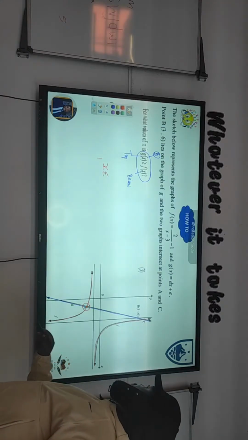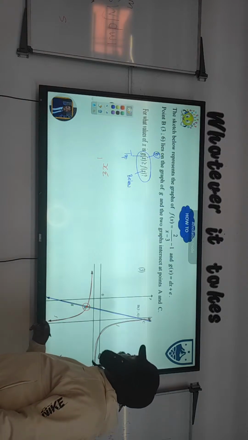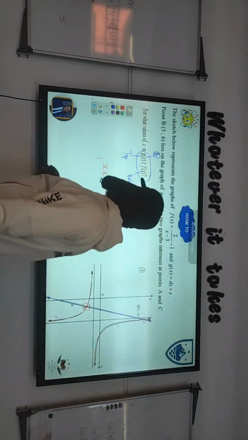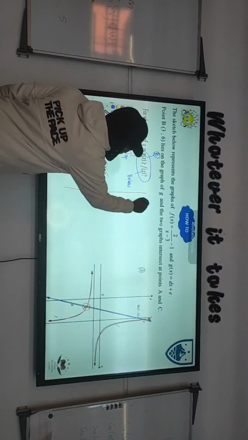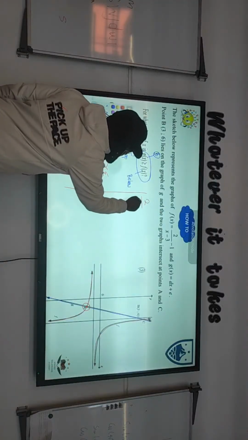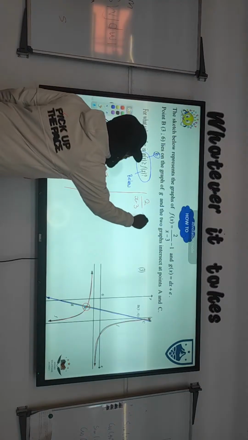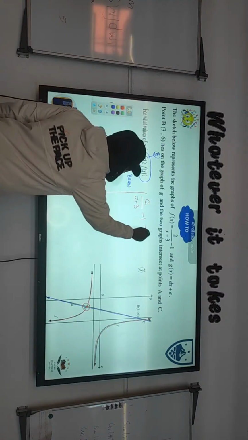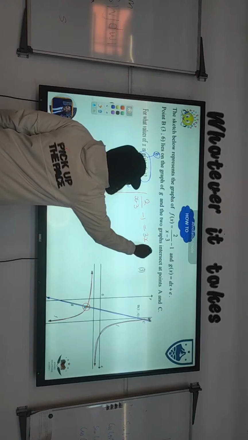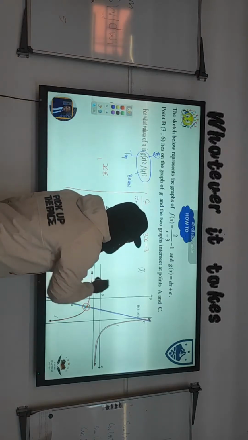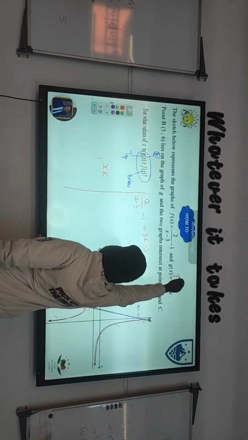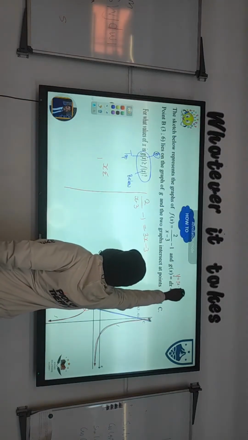What is this point? That's our point of intersection of the two graphs. We have the two equations. So what we can actually do is to say, I have 2 over x minus 3 minus 1 equals 3x minus 3. Those are the two equations, remember. Remember the equation of a straight line was y equals 3x minus 3.